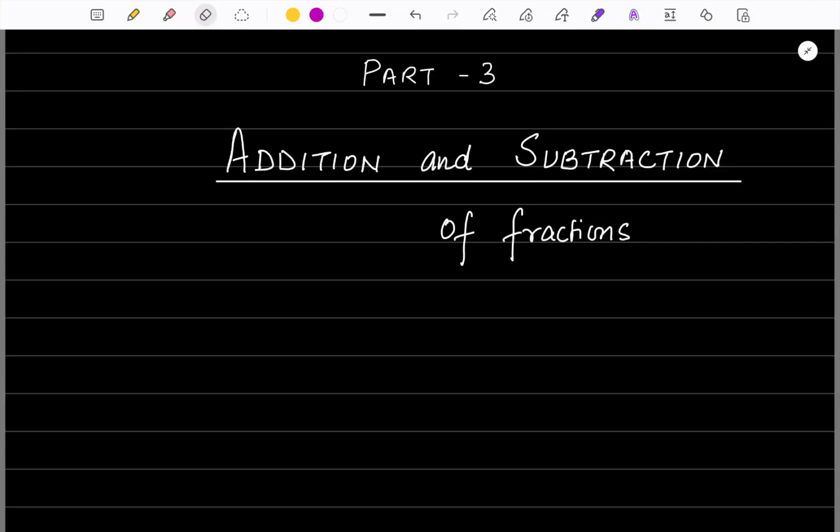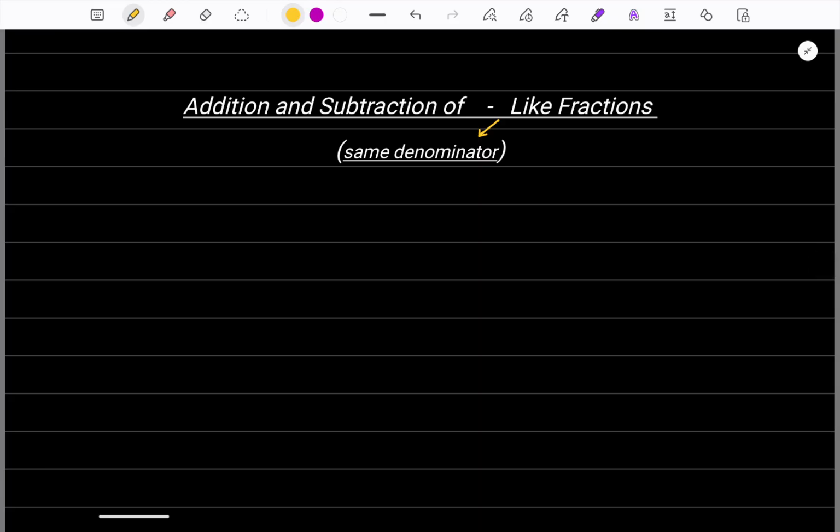In the last lesson, we learned how to compare fractions and how to find LCM. Today, we will learn addition and subtraction of fractions. We know fractions are basically of two kinds, like fractions and unlike fractions. So here we start by discussing like fractions.